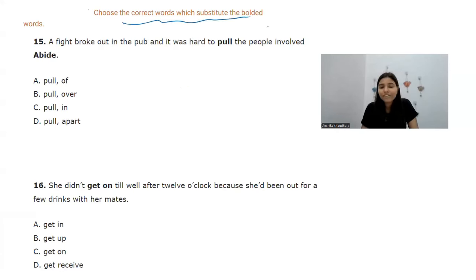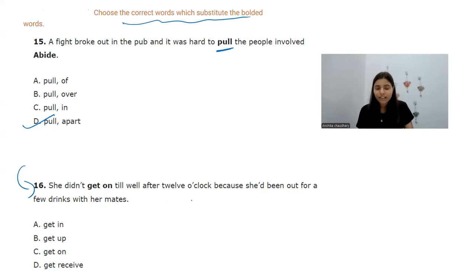Choose the correct word which substitutes the bolded part. A fight broke out in the pub and it was hard to pull the people involved away. So there is a pub where a fight happened and then it was hard to pull the people. So it is all okay. Pull the people, that means we have to separate the people from the fight. Okay, so pull is all okay. Involved, avoid. We have to separate the people, that means we have to apart the people from the fight. So pull and apart will be the correct answer for this question. Let's move on to the next question.